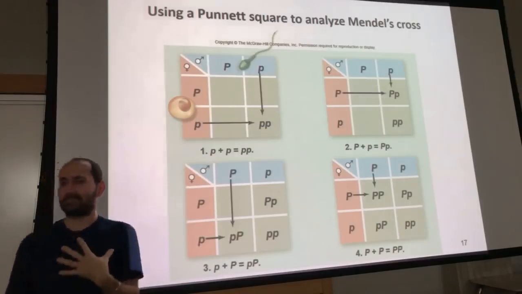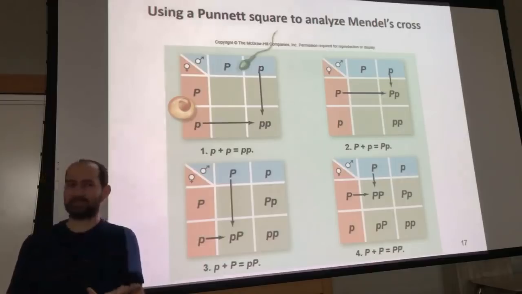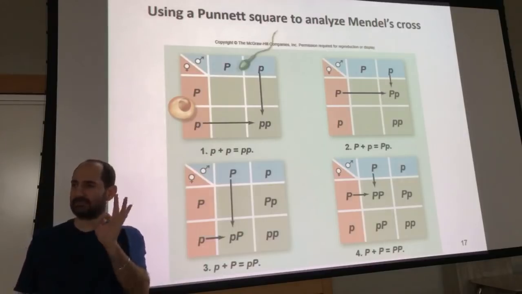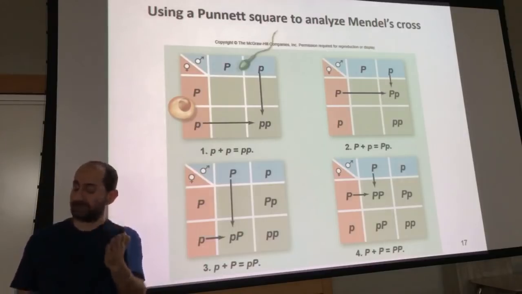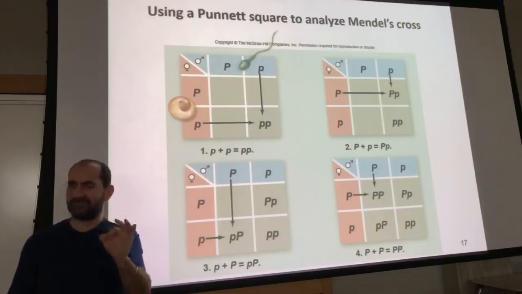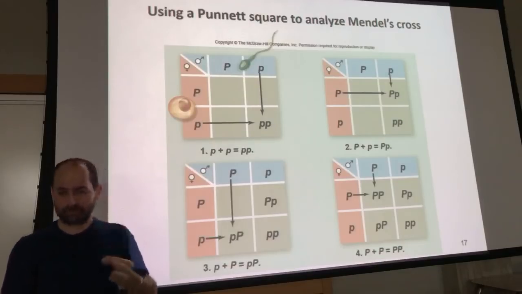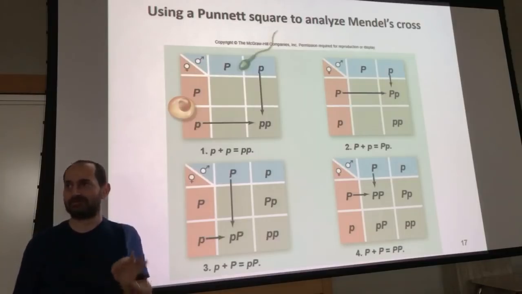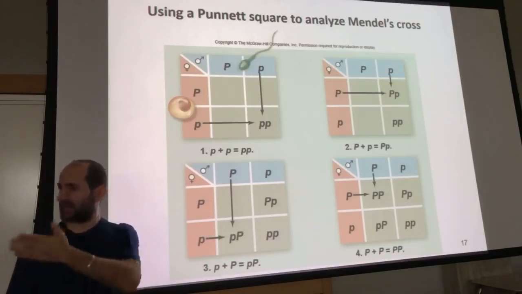So if your genotype is big P, little p, what kind of gametes can you make? What could be in a sperm? Big P or little p. Can you have two P's in one sperm? No, because that would mean the sperm is diploid, and sperm are not diploid, they are haploid. And egg as well, egg's the same.